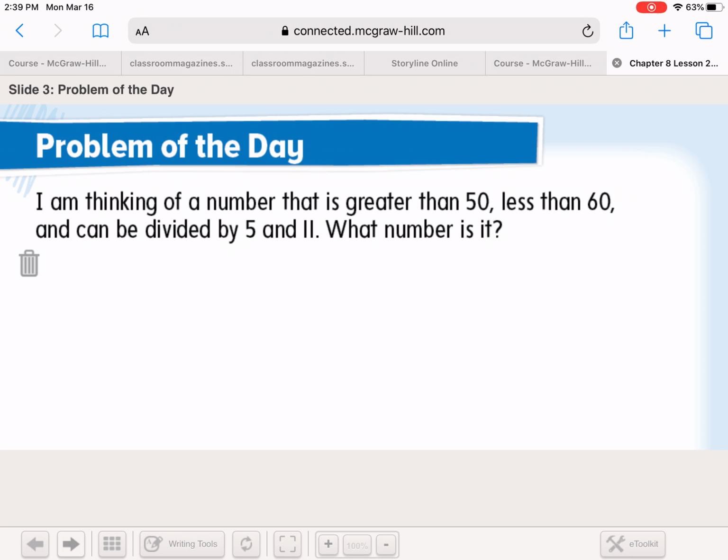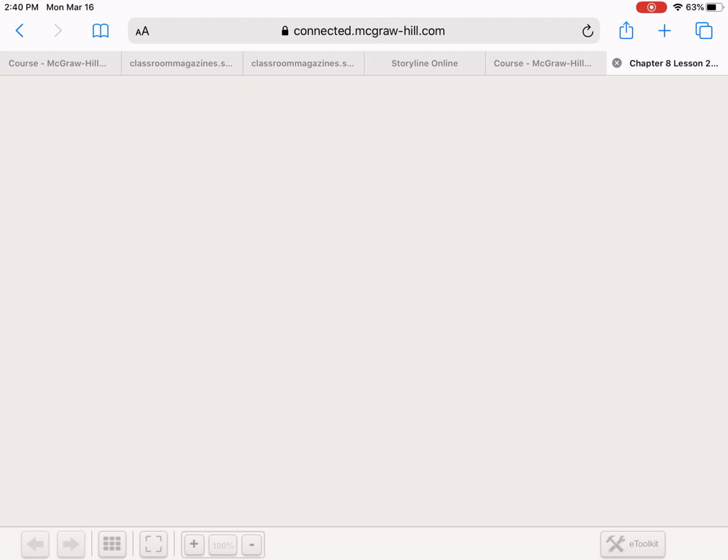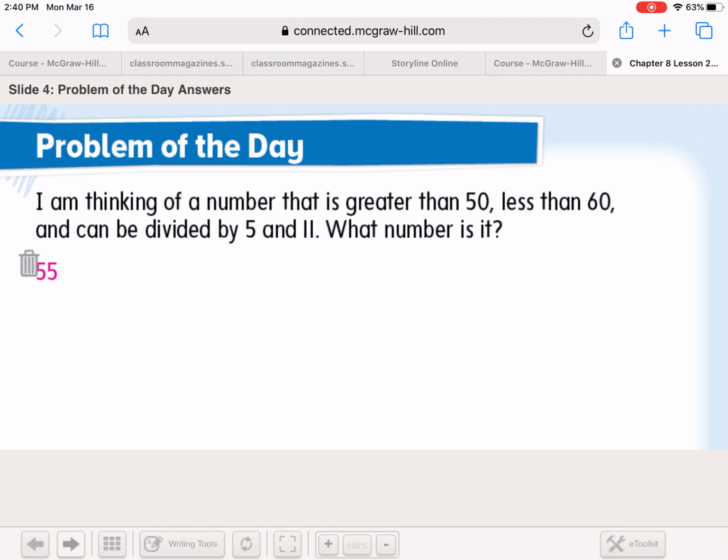I am thinking of a number that is greater than 50, less than 60, and can be divided by 5 and 11. What number is it? I'm only going to give you about 30 seconds to work on this because you're all so smart and you already know the answer. All right, what is it? Who can tell me what that number is? Yes, it is 55. Let's see if we're right. Dun, dun, dun, we're right.